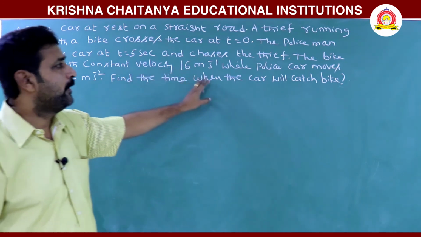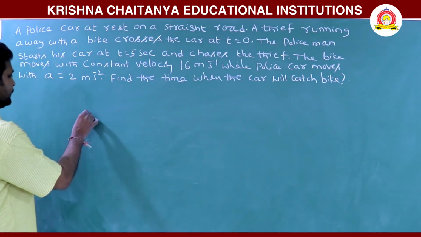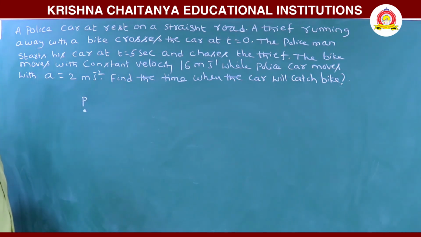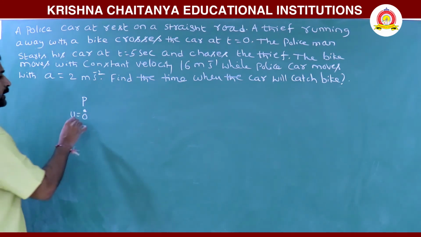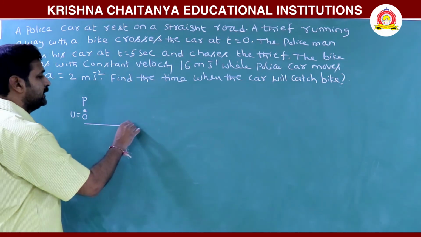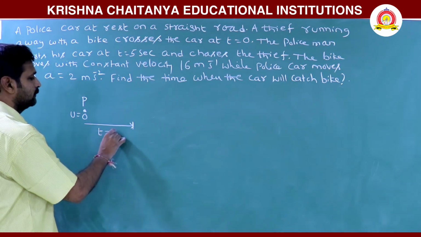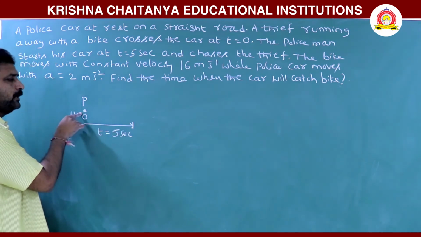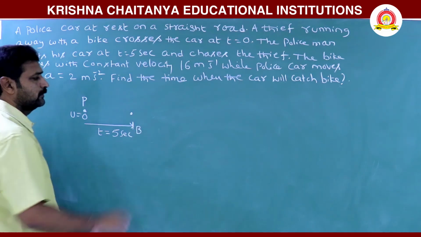Find the time when the car will catch the bike. So here the problem given is, if the policeman is at this point, he is at rest, his initial velocity is 0. Here the bike crosses him. When the bike reaches this distance, then after 5 seconds the policeman starts. So when the policeman starts, the bike has already reached this point.